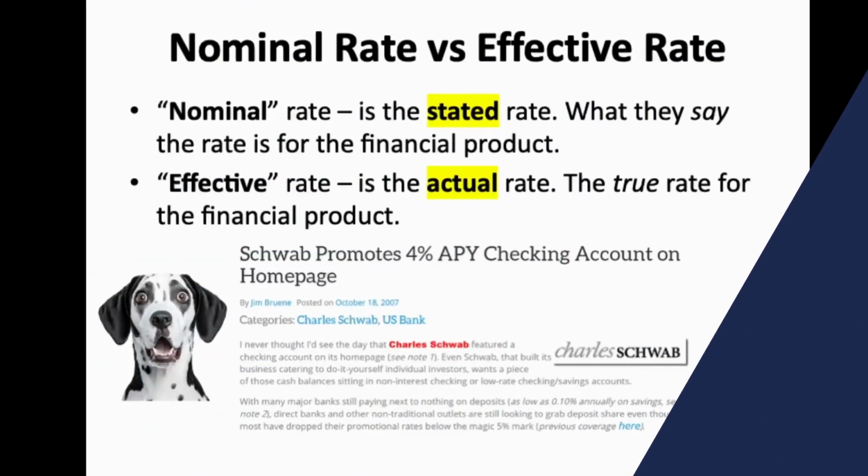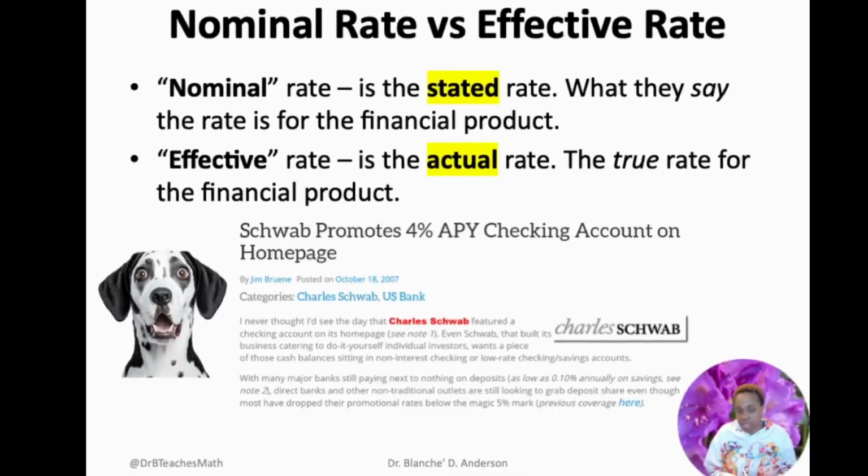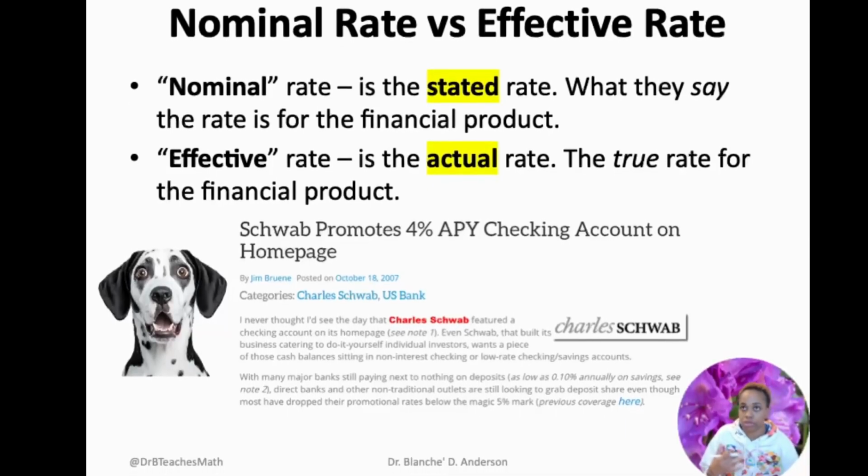Nominal rate versus effective rate. So the nominal rate is the stated rate. When you're looking at your savings account, your money market account, any interest-bearing account, they say, okay, this account gives you an interest rate of 3%. That's called the nominal rate. That's what they tell you.